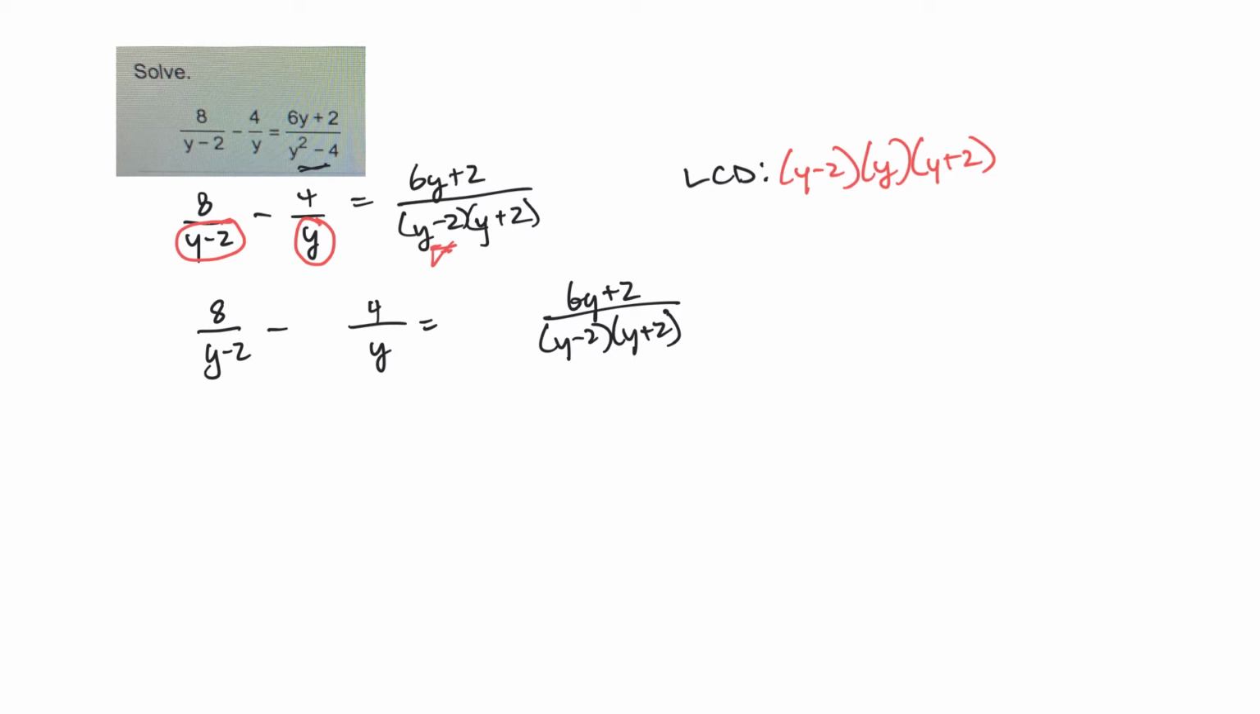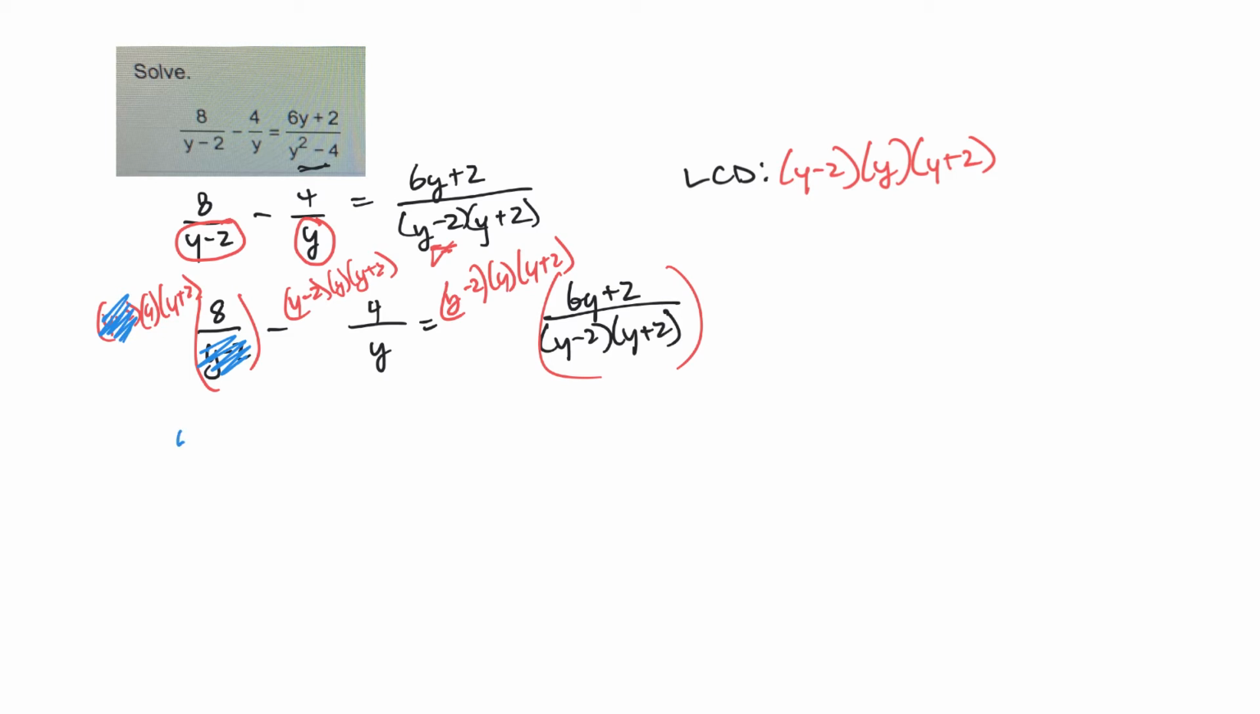Okay, so I'm going to multiply each one of these terms by the lowest common denominator. So y minus 2, y, and y plus 2. All right, so on the first one, the y minus 2's cancel. So I'm left with an 8y and a y plus 2.